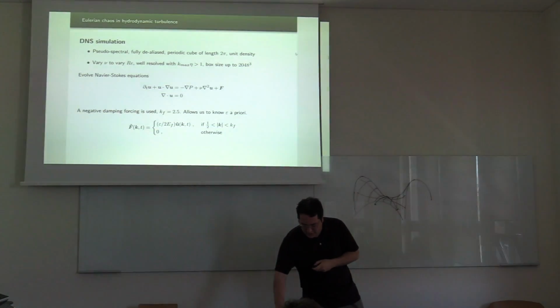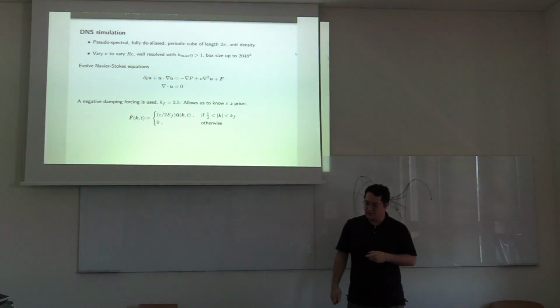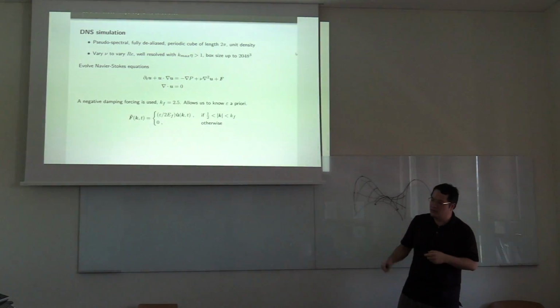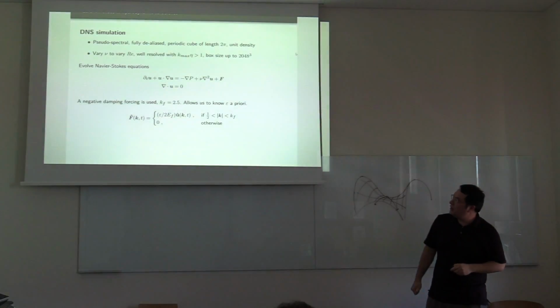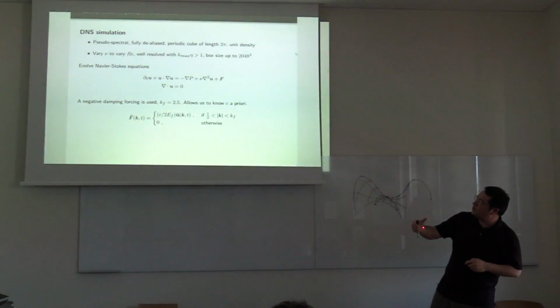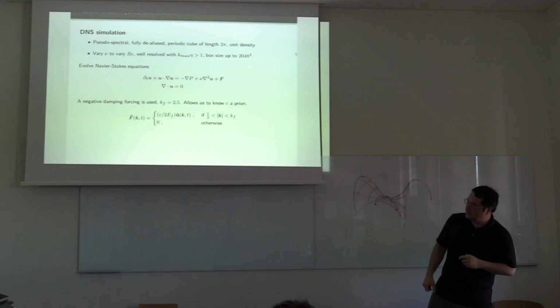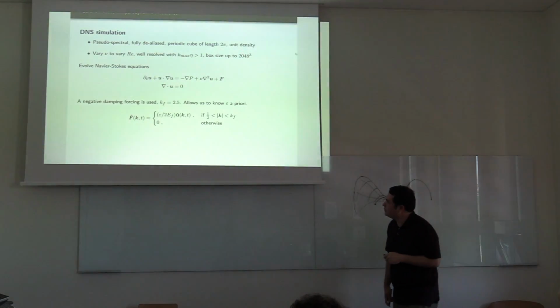So we use DNS simulations of turbulence with a pseudo-spectral code, which means it does some of the calculations in real space and some in Fourier space. It's fully de-aliased, on a periodic cube of length 2 pi, and our fluid has unit density. We vary the viscosity to vary the Reynolds number, keeping the dissipation fixed, which we can do because we have this negative damping forcing, which allows us to know the dissipation beforehand. We solve the Navier-Stokes equations, with box sizes up to 2048 cubed, which is quite big.